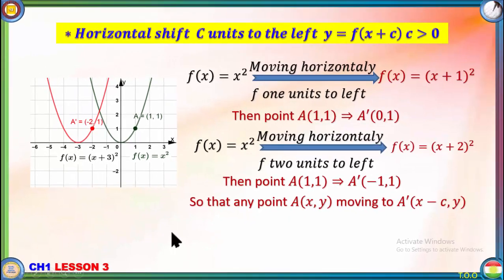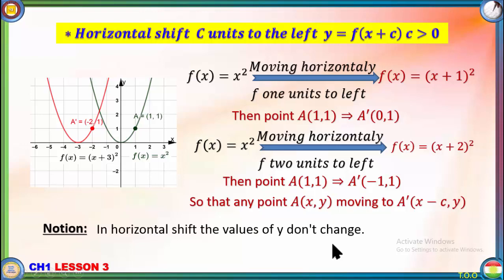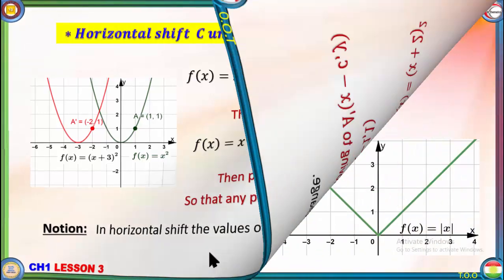We can say that any point like A(x, y) moves to A'(x minus c, y). In this case, we subtract the value of c from the value of x. In the horizontal shift transformation, only the value of x changes.